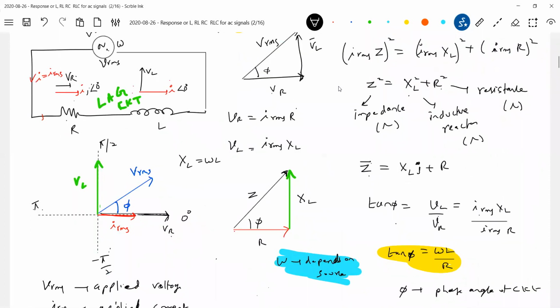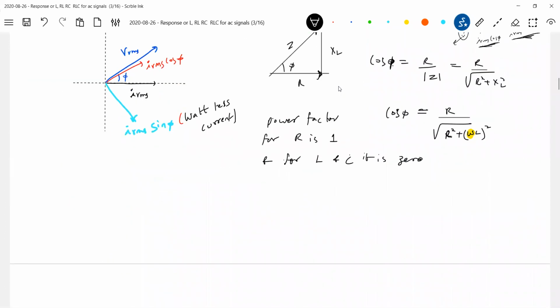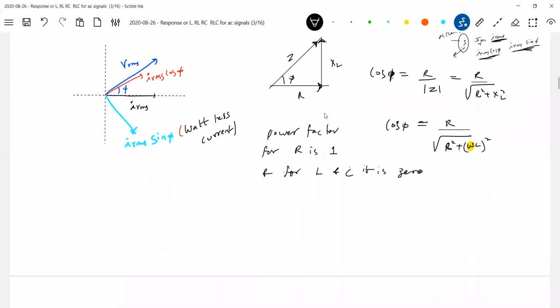Now let's come back to this one. After getting this, let me break up things. I'm having all the triangles here. What is the power dissipated across resistor R? It should be equal to IRMS square into R only. Power dissipated, what is IRMS into R?